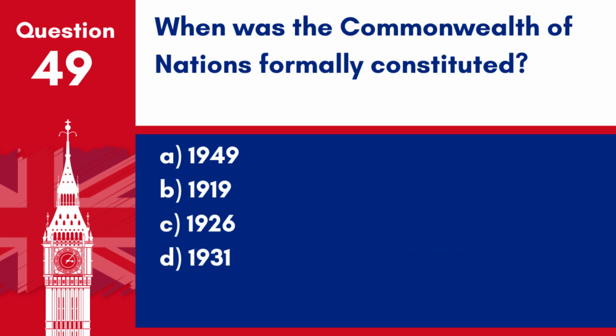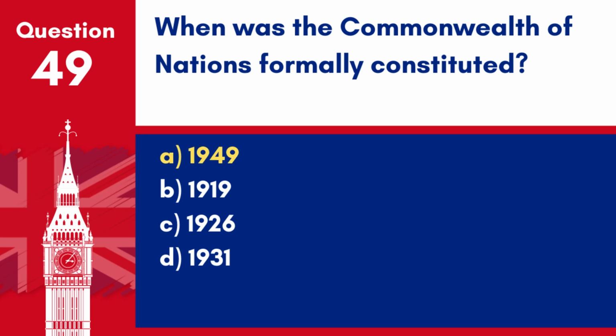Question 49. When was the Commonwealth of Nations formally constituted? A. 1949. B. 1919. C. 1926. D. 1931.